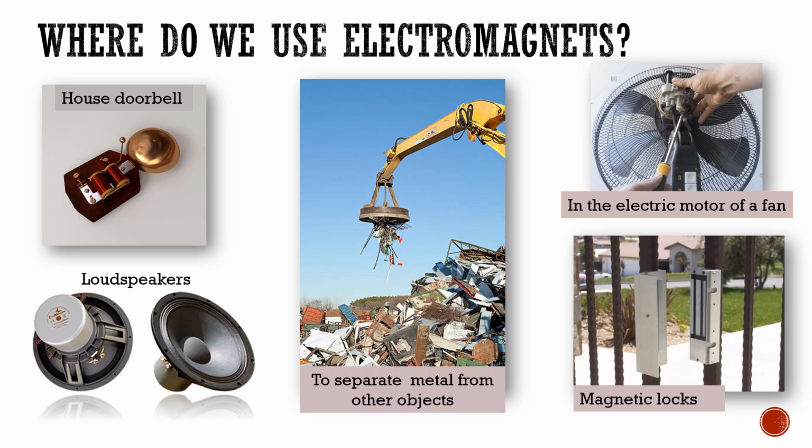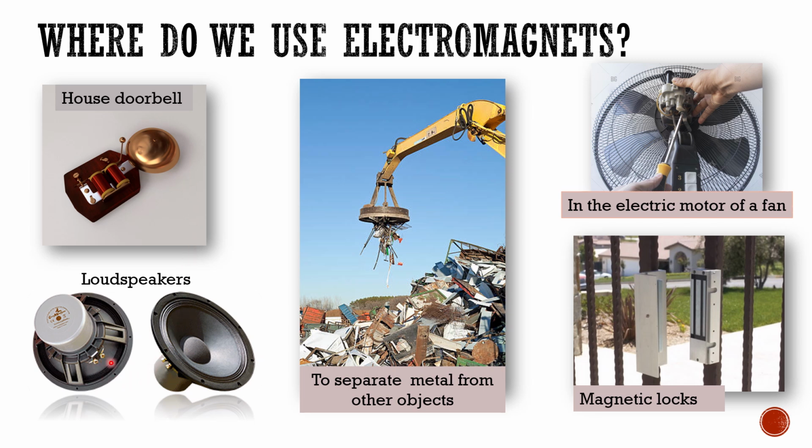Now, where do we use electromagnets in everyday life? We can use it in a very simple doorbell. Inside, you can see there's a wire coil around an iron core, and if you switch it on, this little hammer can then hit the dome of the bell, and then it will make a ringing sound.